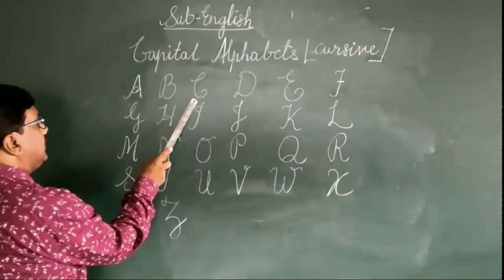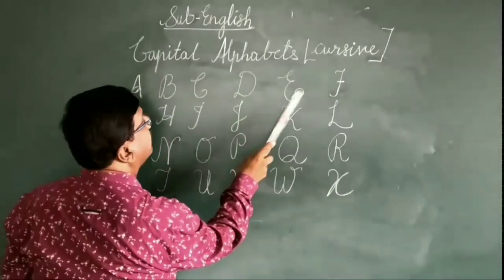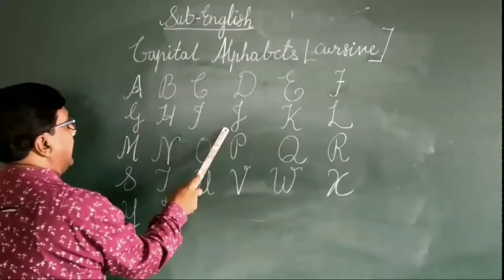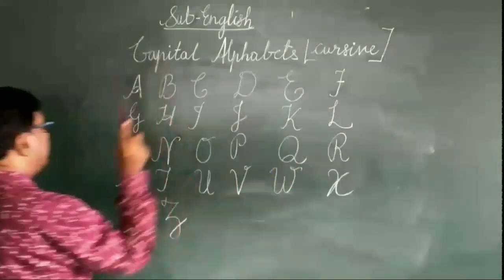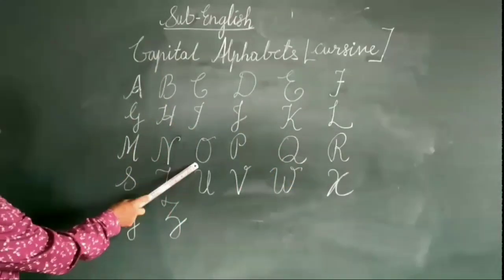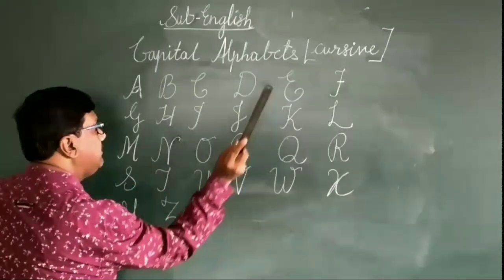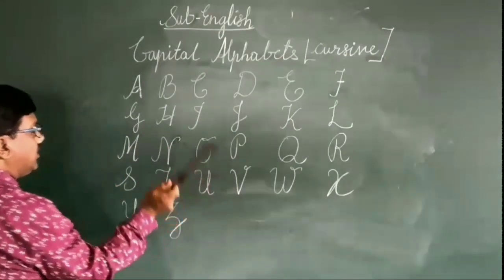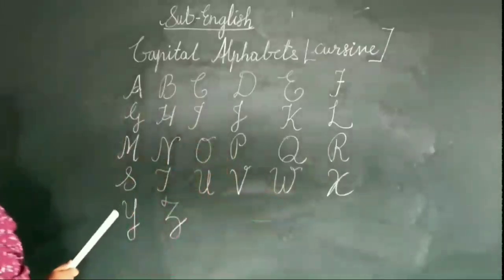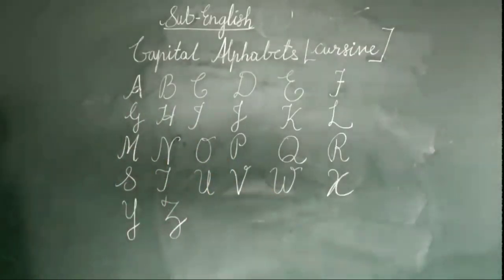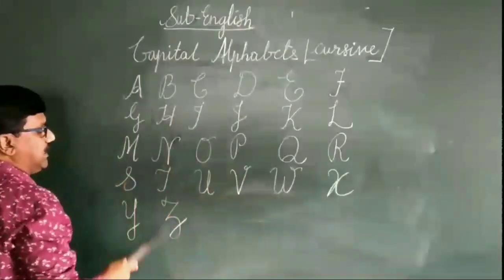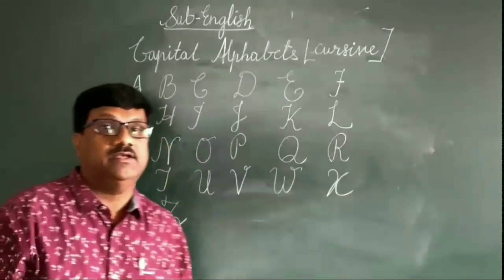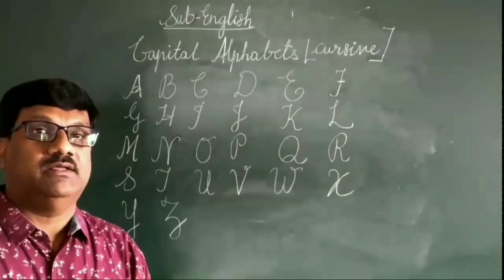1, 2, 3, 4, 5, 6, 7, 8, 9, 10, 11, 12, 13, 14, 15, 16, 17, 18, 19, 20, 21, 22, 23, 24, 25 and 26. I repeat, there are altogether A to Z 26 alphabets, capital in cursive writing. So, I will give you one example.